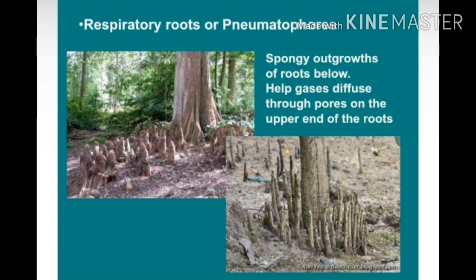Respiratory roots or pneumatophores. Spongy outgrowths of roots, as shown in the picture below. They help gases diffuse through pores on the upper end of the roots. These roots help the plants to breathe properly because such plants grow in marshy areas where oxygen or air is not available in the soil. Roots of some plants such as dahlia are modified and can develop into new plants.